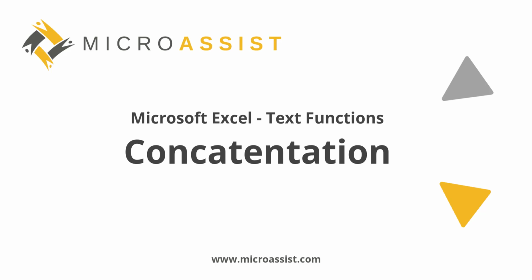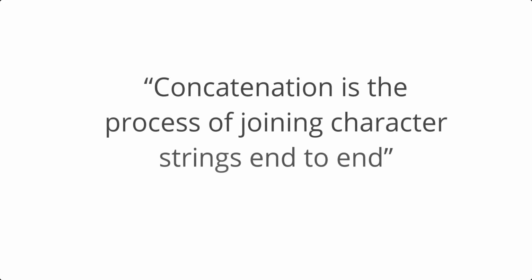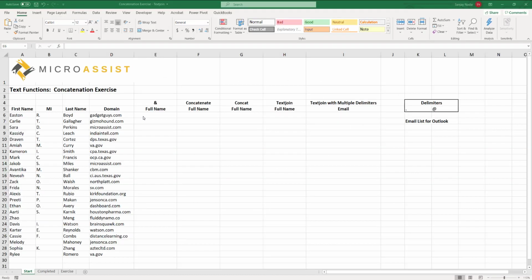Today we are going to show you the use of string or text concatenation functions in Microsoft Excel. Concatenation is the process of joining character strings end to end. Let's show you a few different uses for string concatenation and 4 different ways to concatenate text.